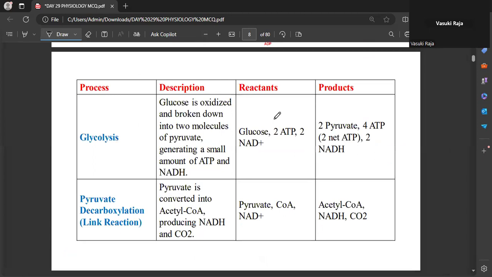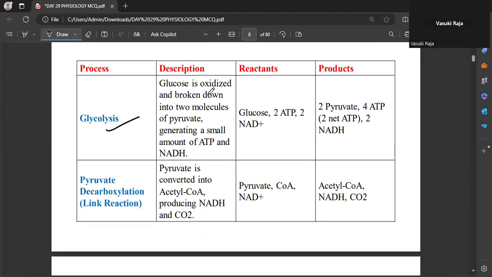Now, what will be the reactant and what will be the product here? In glycolysis, glucose is oxidized to two molecules of pyruvate. What is actively involved in this particular cycle? Glucose, ATP and NAD+. As a result, glucose is converted into 2 pyruvate, and 2 ATP are used and 4 ATP are produced. So the net will be 2 ATP, and the 4 ATP will be the gross ATP produced in the glycolysis cycle.